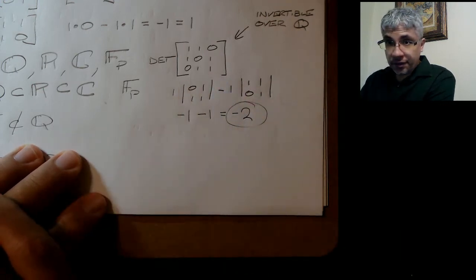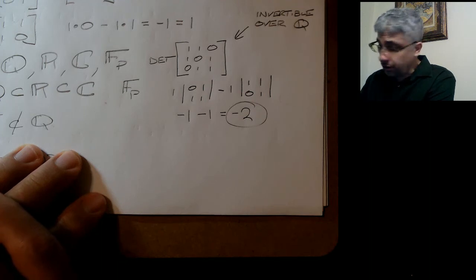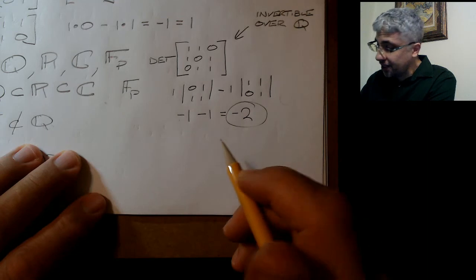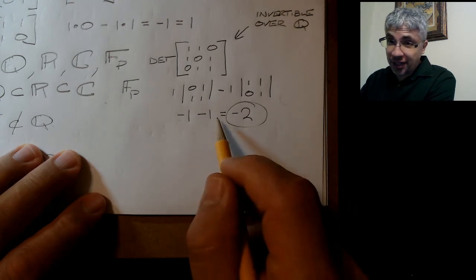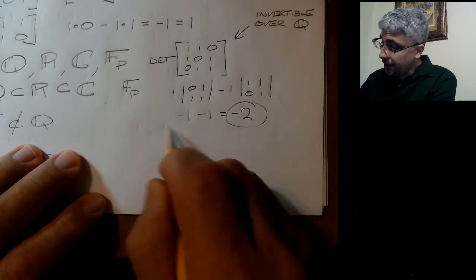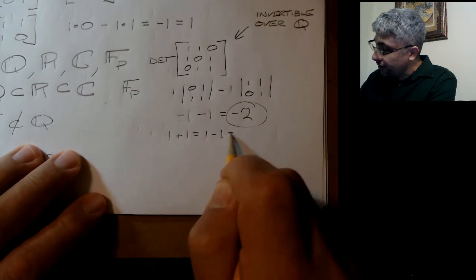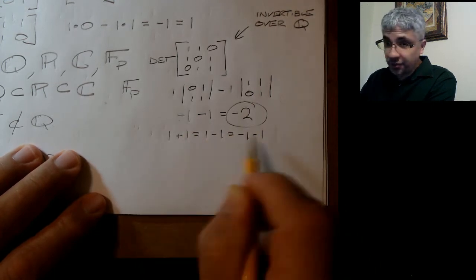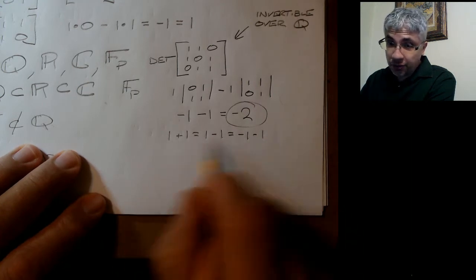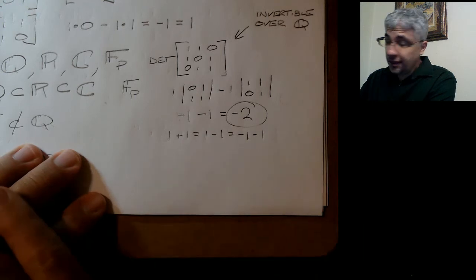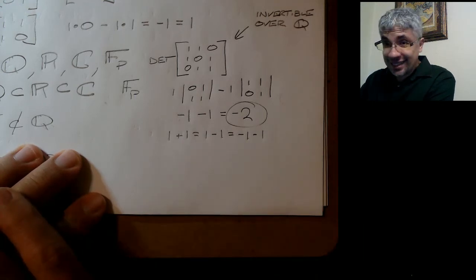Is this going to be invertible? And the answer is no, because minus 1 is the same as 1, and minus 1 is the same as 1. So this is the same as 1 minus 1, or 1 plus 1. 1 plus 1 is equal to 1 minus 1 is equal to minus 1 minus 1. These are all the same in the field with two elements because negative 1 is 1. So we have a determinant of 0, which tells us that this is not an invertible matrix.